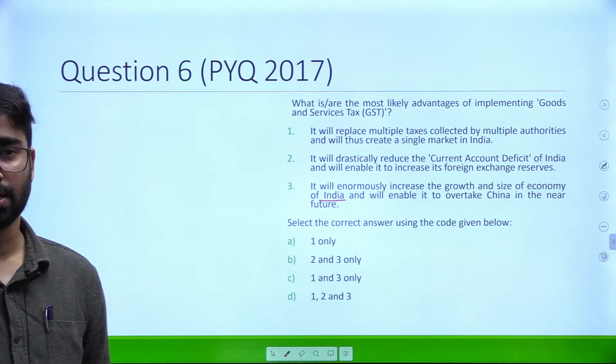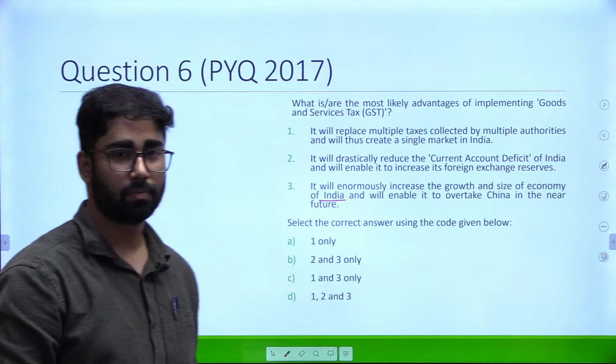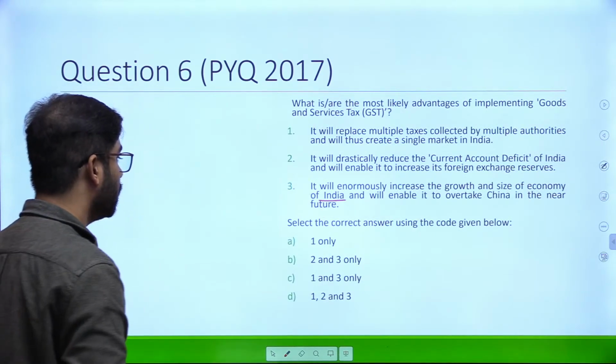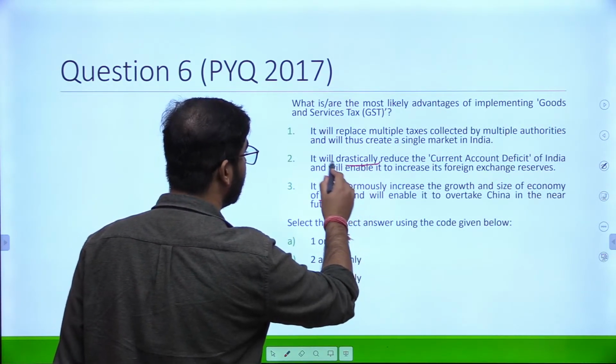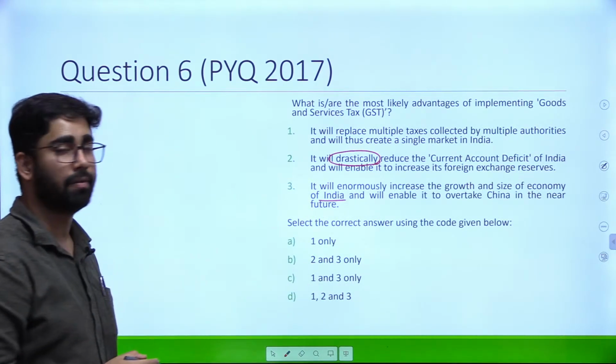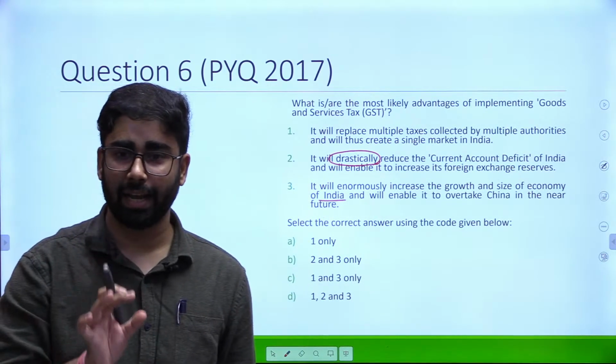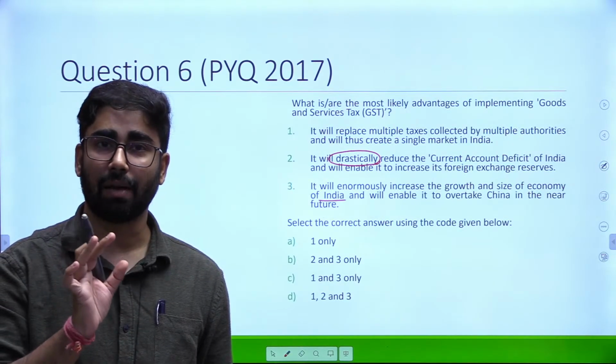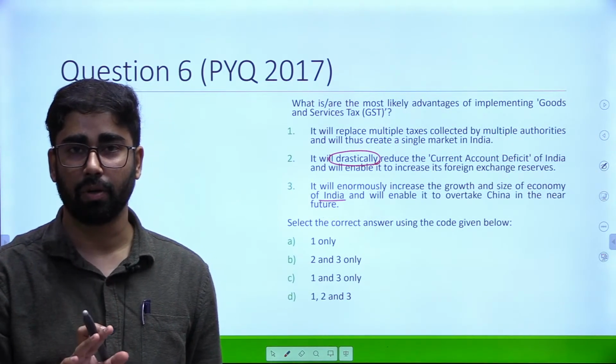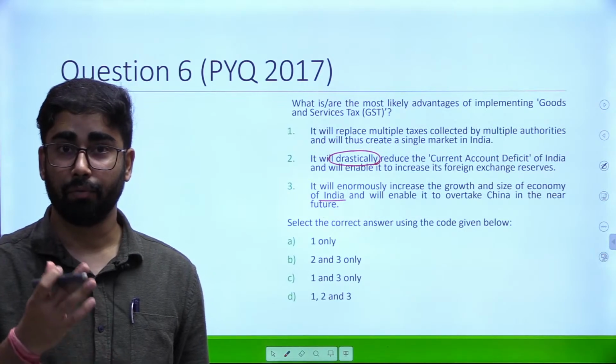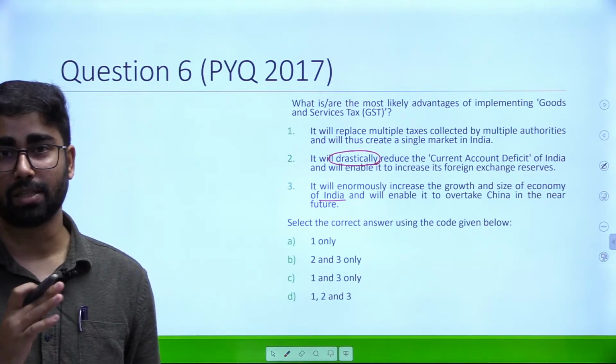What are the most likely advantages? See, this is an extreme statement. It will drastically reduce the current account deficit. Because of zero rated export, there will be somewhat of a decrease in current account deficit. Okay, but will it be drastic or not? It remains to be seen.